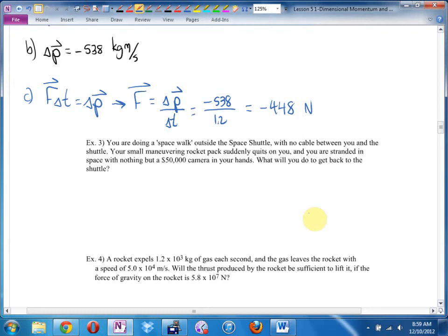Momentum is what times what? Mass times velocity. Will your mass change? Then it has to be your velocity. Now, because you have such a big mass compared to the camera, your velocities won't be equivalent, but it'll be enough. You'll drift slowly, slowly, and you'll make your way back. Pardon me? You'd lose the camera.